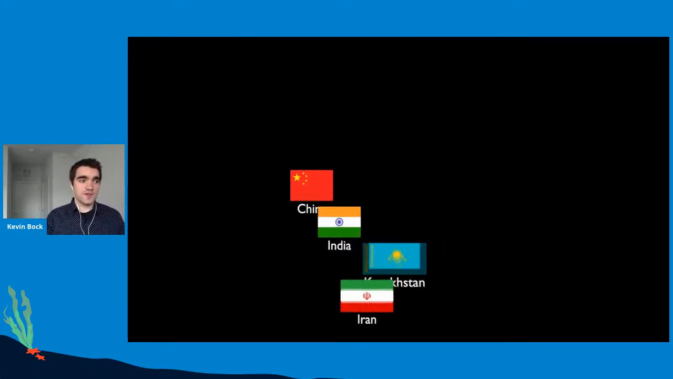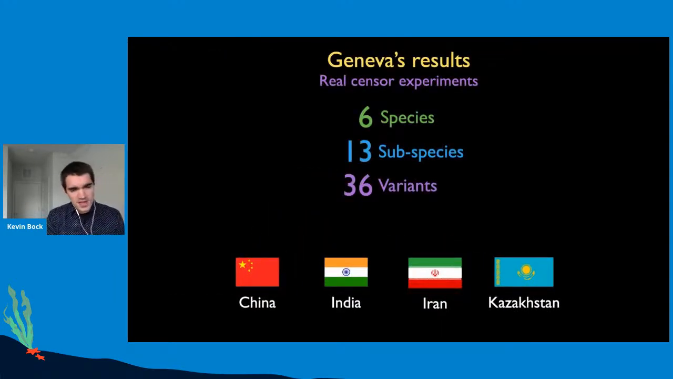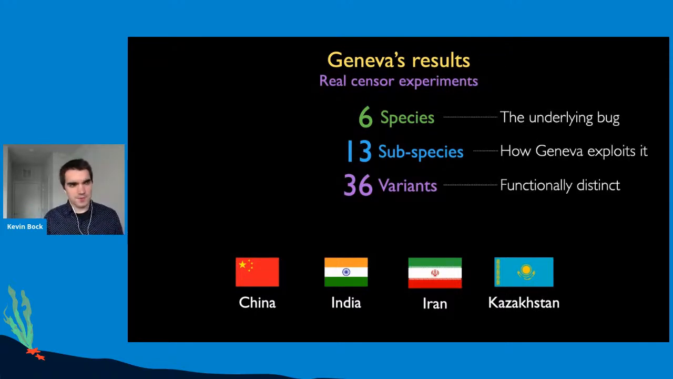Okay, so for the results for these, overall from the client side, we've been able to find 6 species, 13 subspecies, and 36 variants. And I'll call out what this means. We ended up finding so many strategies that we needed to define a taxonomy for classifying these things. So what we do is we call a species the underlying bug, the overarching bug of how Geneva is defeating the censor. Within a species, we have subspecies, which is basically how Geneva exploits that bug. And then we define variants, which look functionally different on the wire.